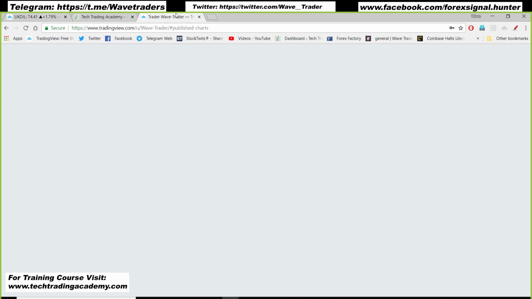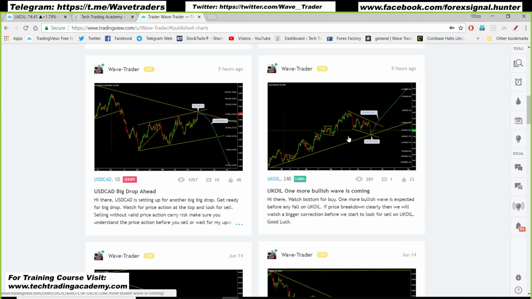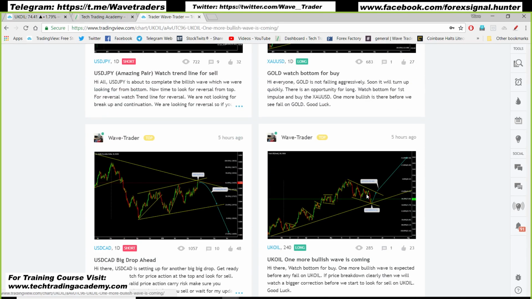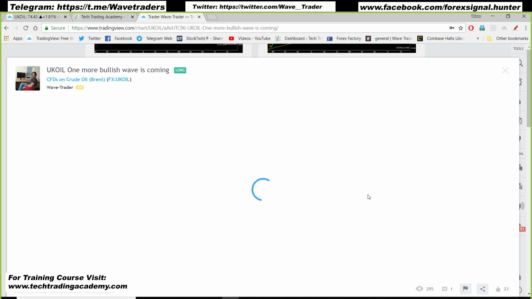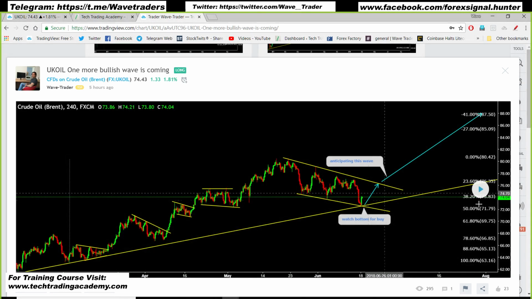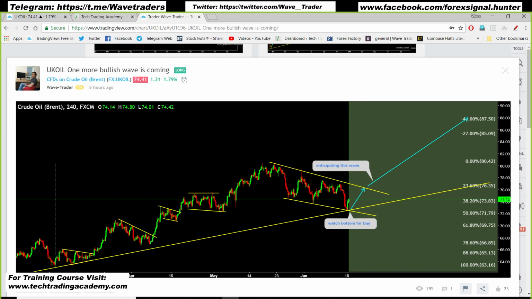So good luck, guys. This trade, I have just posted that chart a couple of hours ago. This trade is quite similar to the index charts. If you remember the index chart, that trade.